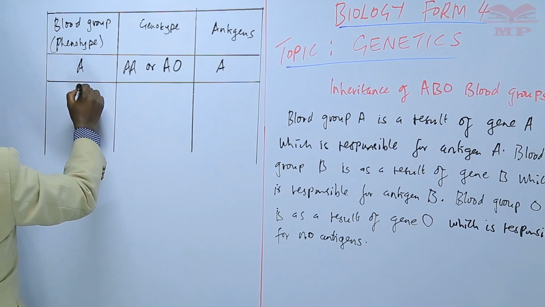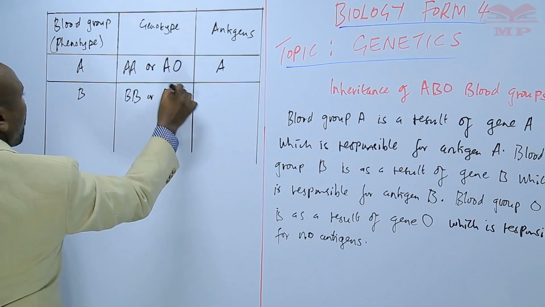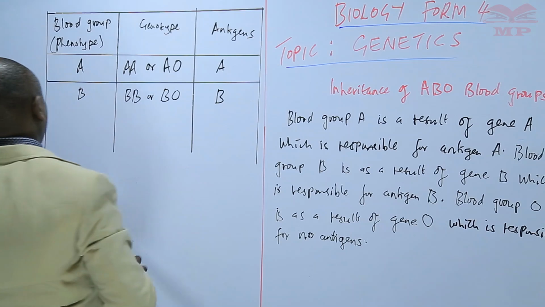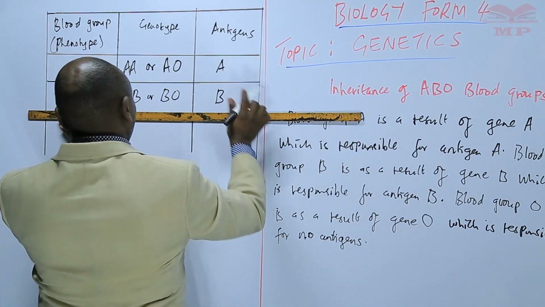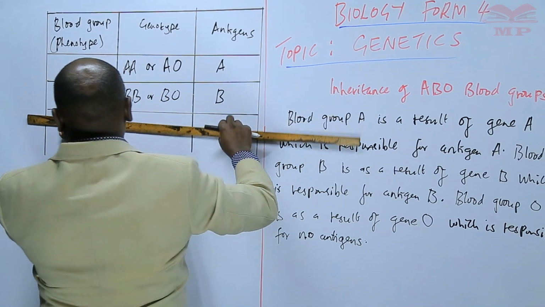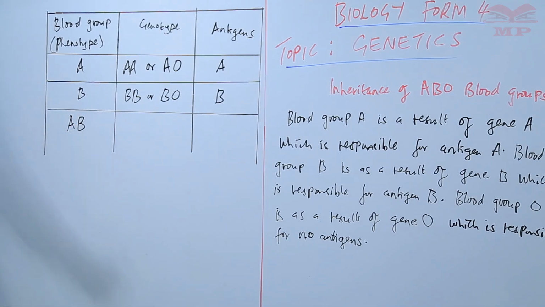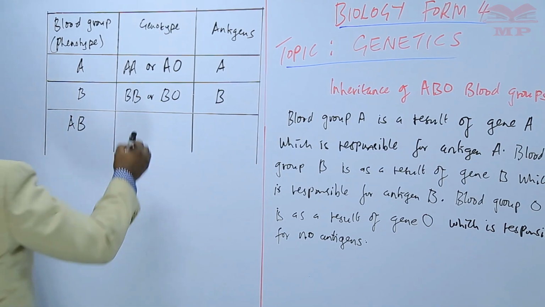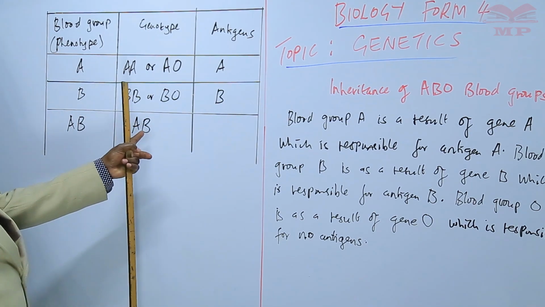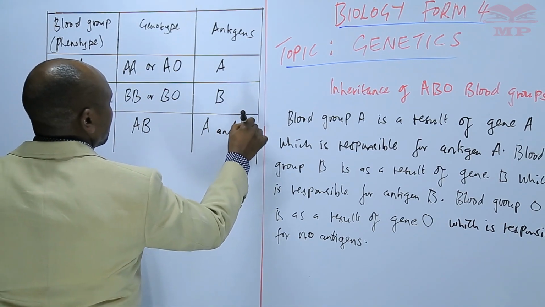A person with blood group B, the genotype is BB or BO. Remember, O is recessive. The antigen present is B. A person with blood group AB, which is codominant, equally dominant, the genotype is AB because there is the existence of both gene A and B. So the antigens A and B are present.